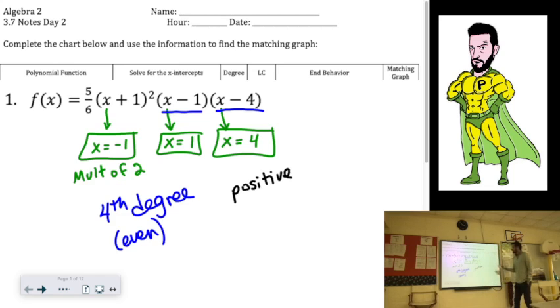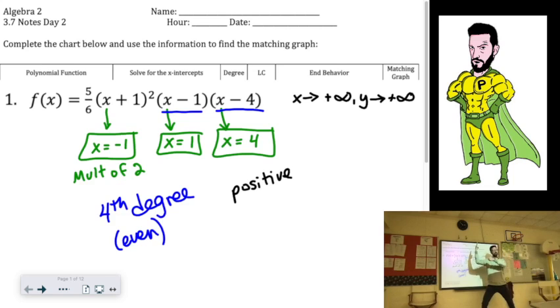Now the end behavior, if it is even and positive, that means they start high and they end high. So as x approaches positive infinity, that means y would also approach positive infinity. And as x approaches negative infinity, y still approaches positive infinity.